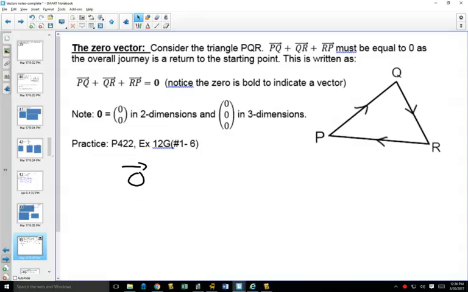In 2 dimensions, you'd have 0, 0. 3 dimensions, 0, 0, 0. Can only imagine what it would look like in 5 dimensions. Just a bunch of zeros. So that is our 0 vector.